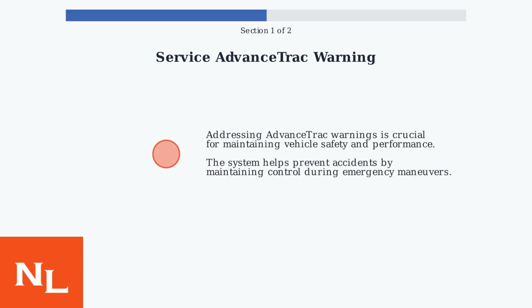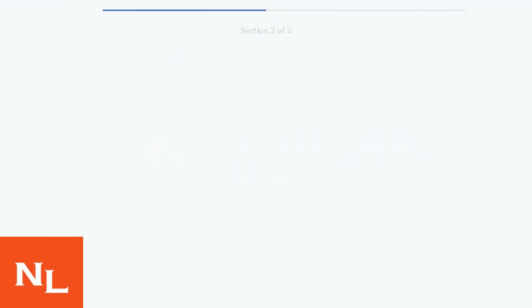Addressing the Service AdvanceTrac warning promptly is crucial for maintaining vehicle safety and performance. This system plays a vital role in preventing accidents by helping maintain control during emergency maneuvers and adverse driving conditions. Now we'll walk through the systematic process of diagnosing and repairing AdvanceTrac issues.